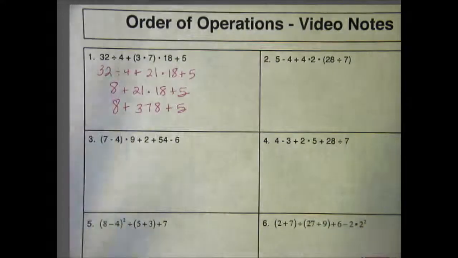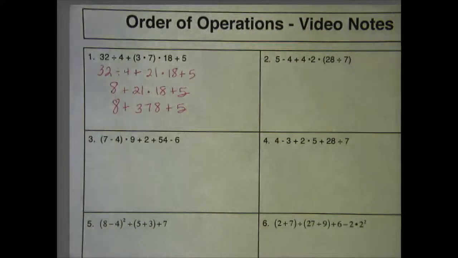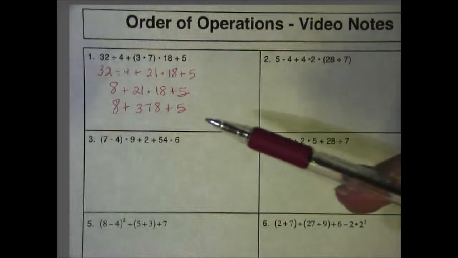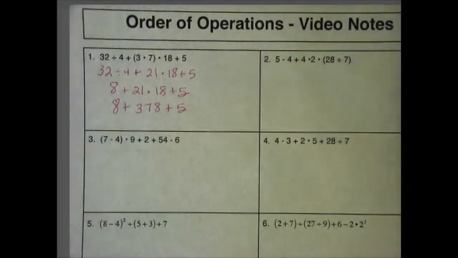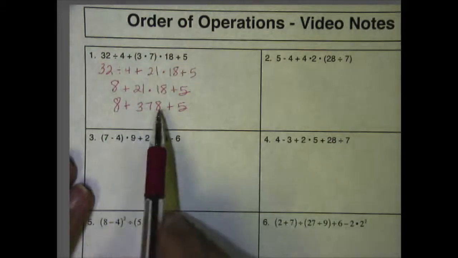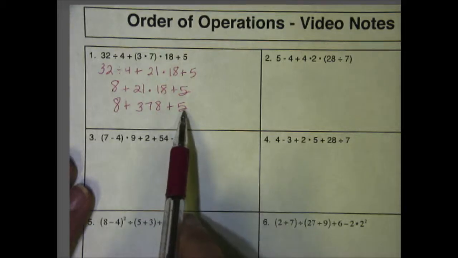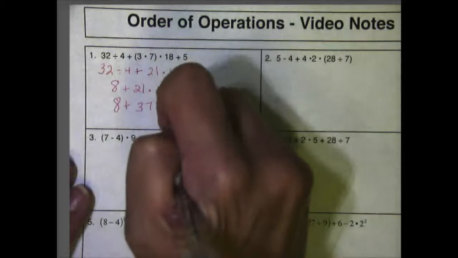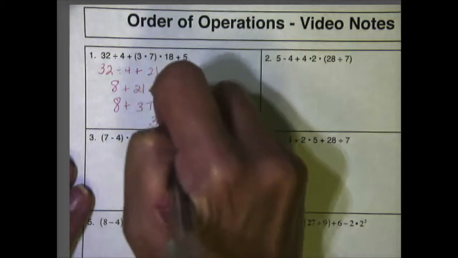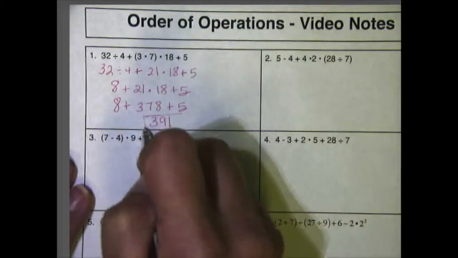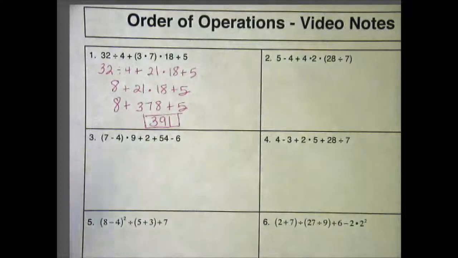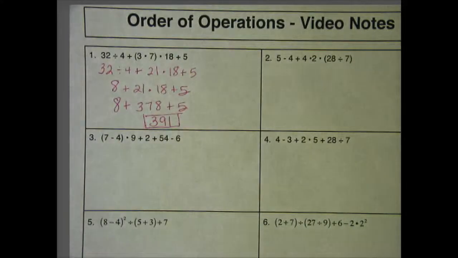Once we get to this point, we've done all of the grouping symbols. We had no exponents. We've done the multiplication and division. And now we look for addition or subtraction. It's all addition, so we just go ahead and add everything together. So 8 plus 378 is 386, plus 5 is 391. So the answer to the problem in number 1 is 391.